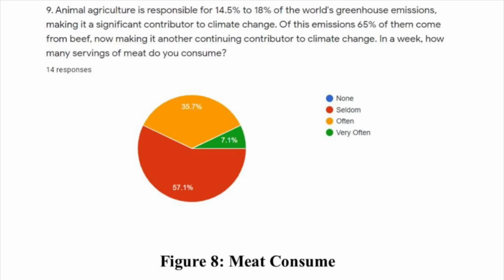Based on Figure 8, 57.1% of the respondents were seldom consuming meat in a week. As we all knew, beef came from cows, and beef had a bigger impact on greenhouse emissions. It required more land and produced greater greenhouse gases. Our people need to eat less meat to cut the carbon emissions.